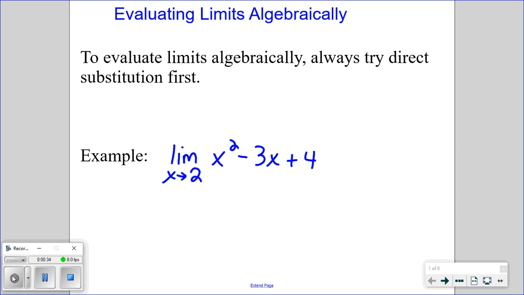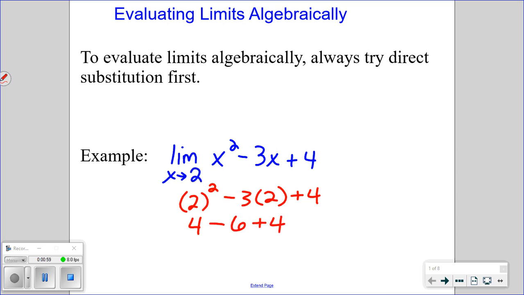Here's an example. We have the limit as x approaches 2 of x squared minus 3x plus 4. To evaluate the limit, we're just going to plug in 2 for x. We're going to get 2 squared minus 3 times 2 plus 4, and then we just do order of operations. We'll get 4 minus 6 plus 4. Work it left to right. 4 minus 6 is -2. -2 plus 4 equals 2. So the limit equals 2.